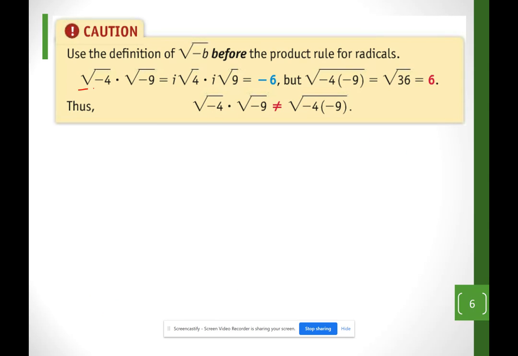Once again, do them individually. So I call this i radical 4, i radical 9, which my answer was -6. If I would have said, you know what, let me multiply the numbers on the inside, I get the square root of 36, which is 6. Notice how my answers do vary. That's why I said when it's negative, do not just multiply the numbers inside the radical. Do not.